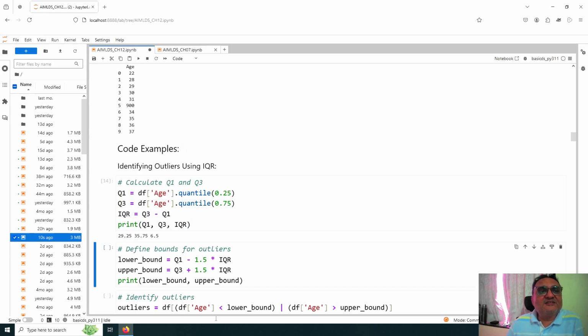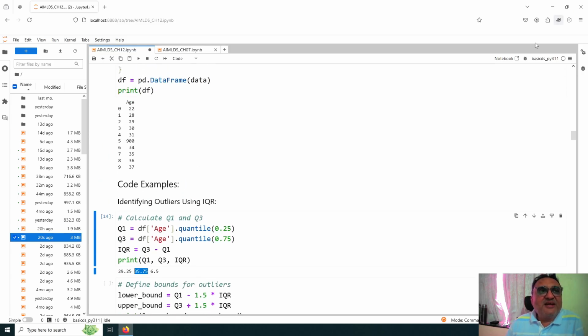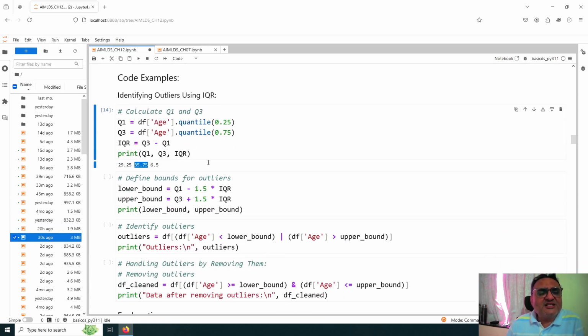So print your results. Now you can see that here the 25th percentile is here, and the 75th percentile is 35.75. So that means my data set looks to be the data of pretty young people, because 75% of the observations in the data set are less than 35.75. Okay, and the IQR, interquartile range, Q3 minus Q1, is this 35.75 minus this. If I find it, it comes out to be 6.5.